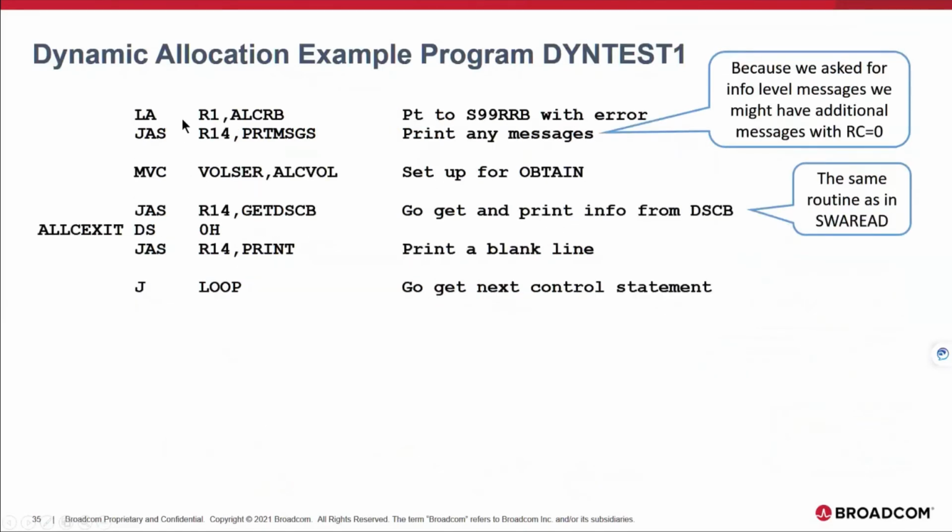And like I said, because we said I'm interested in messages from all return codes, we have to go and check to see if there's any messages to be printed. So there's this routine right here called print messages that will print the messages if they're there. And then we take the volume that was allocated on, and we set up a vol_ser for this get DSCB, and we're going to go and obtain that format 1 DSCB for the data set and print it.